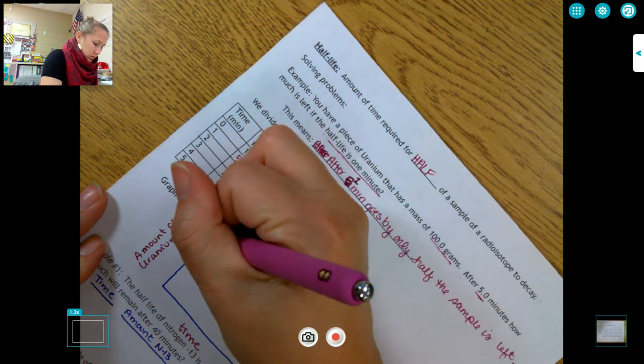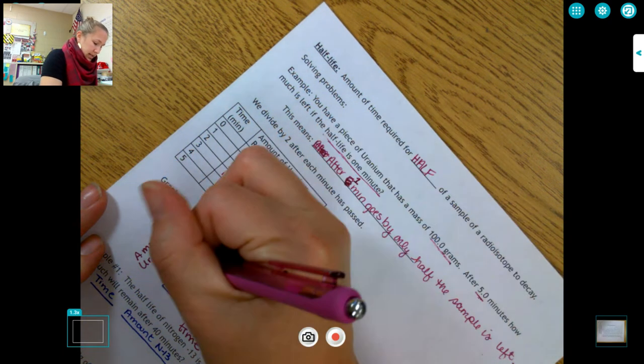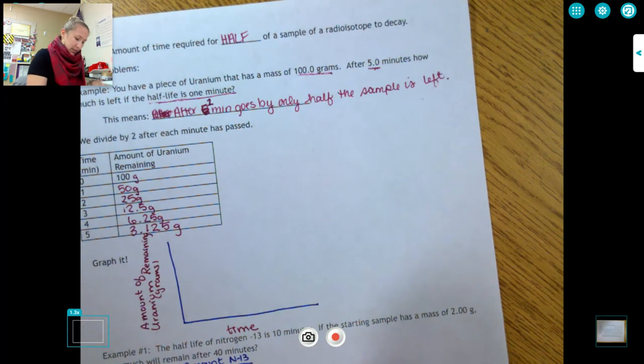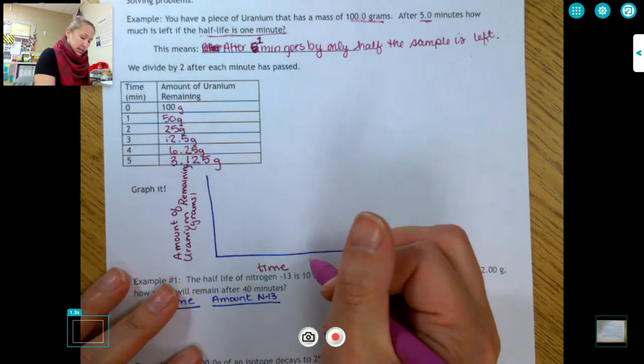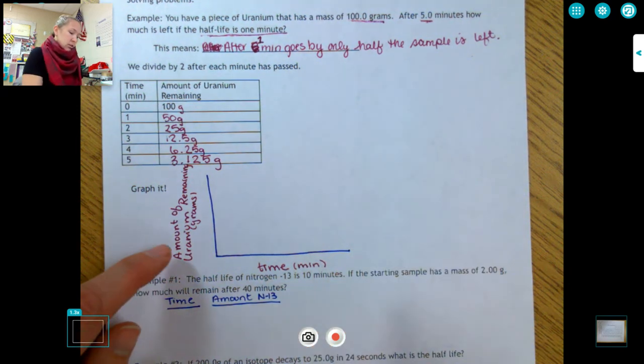goes on the y-axis, amount of uranium remaining, and that's in grams. We should add in for time, that time is in minutes. Okay. So we have our two axes.